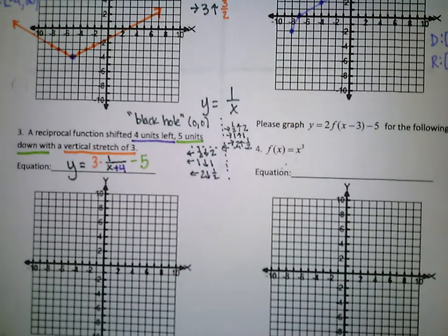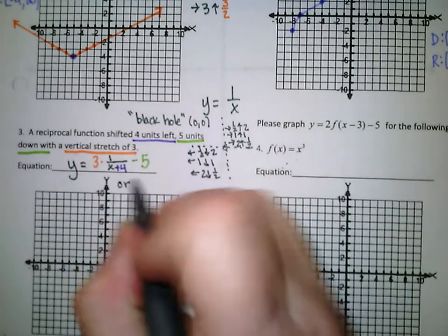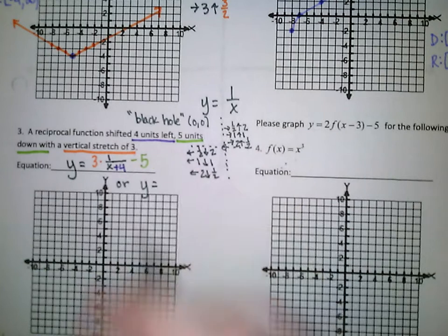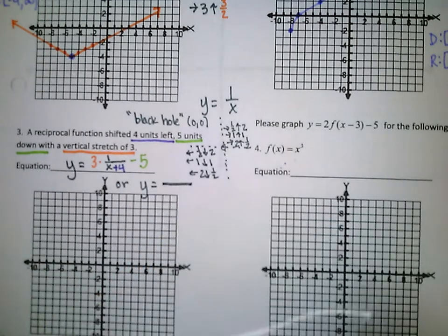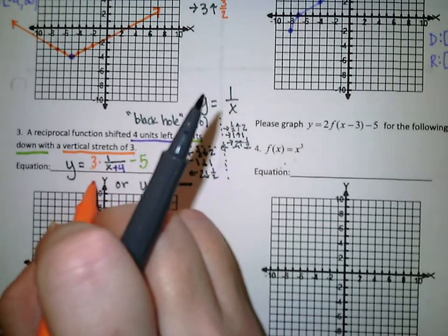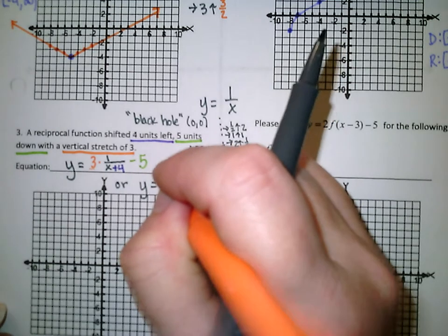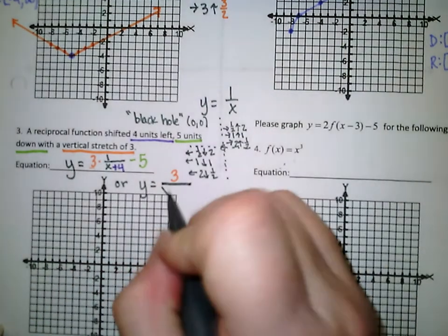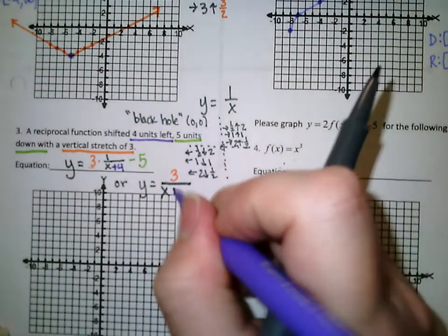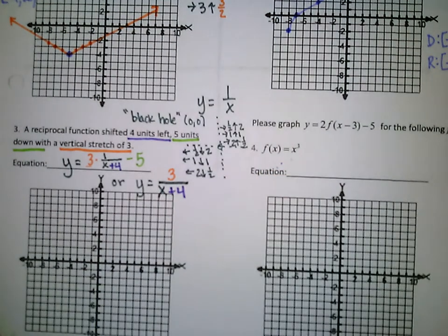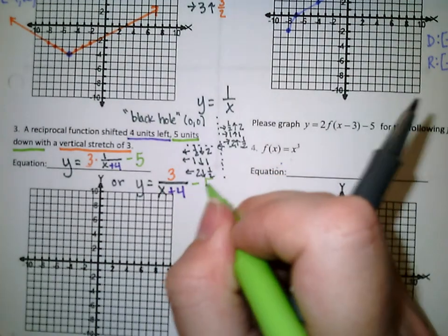So that's one way to write it, but we could also write it y equals, we could do the 3 over 1 times that fraction and end up with our 3 in the numerator, and then x plus 4 minus 5. So you can see them both ways.